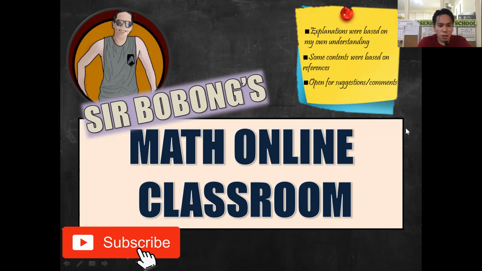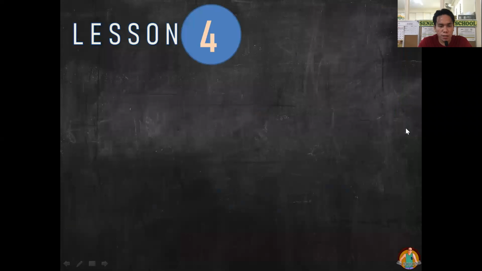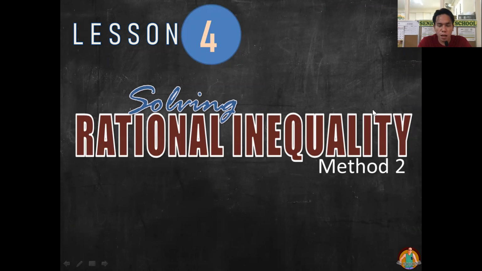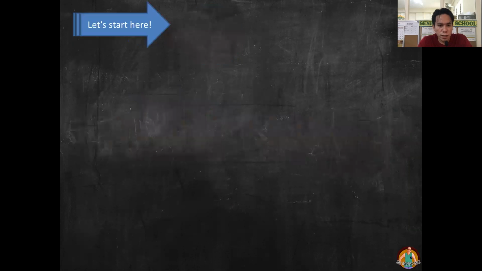Okay? Sige. So we are still with our Module 2 and this time we are going to rediscuss Lesson 4 that talks about solving rational inequality. But this time we are going to use a method 2. This video is for the student na nag-request sa akin na if meron pa bang ibang way aside sa na-upload natin sa YouTube channel natin na mag-solve ng rational inequality. Actually, meron at ito nga yun, okay? So hopefully mas madali ito kaysa sa na-upload kong una, okay? So let's start here, okay?